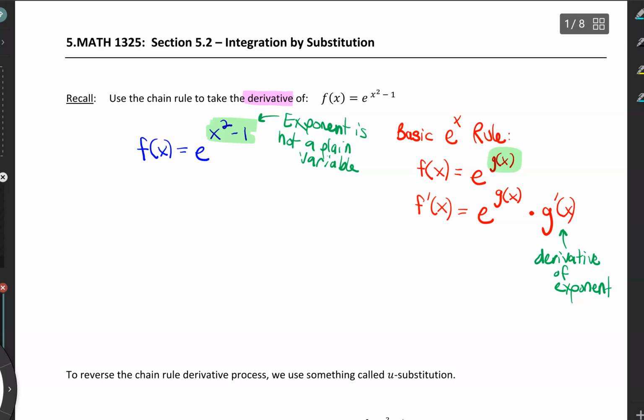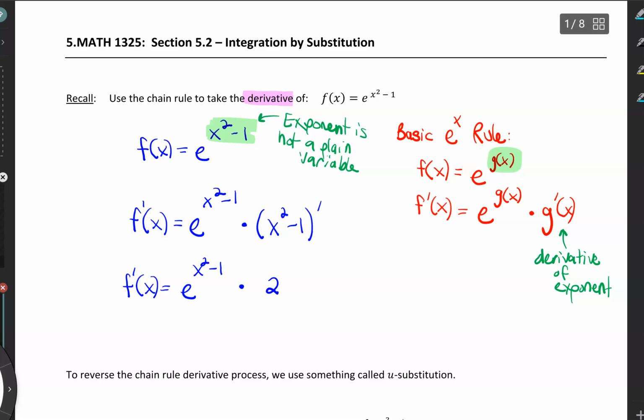Okay, so let's go ahead and do that. So when I take my derivative, it's going to be e to this exponent, which is a quadratic function, times the derivative of that quadratic function. So that's going to be e to the exponent times the derivative of this quadratic function, which, just doing power rule, is 2x. X is a plain variable. My base is just an x. The derivative of x is just a 1, all that good stuff. Okay, so my derivative function will look like this: 2x e to the x squared minus 1.